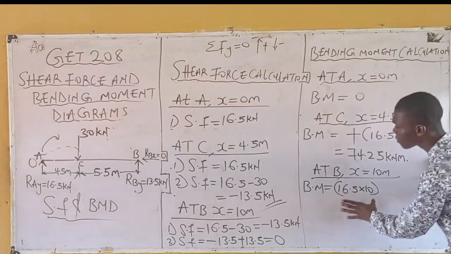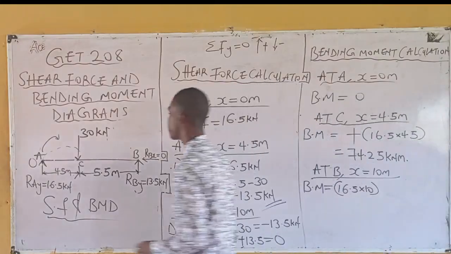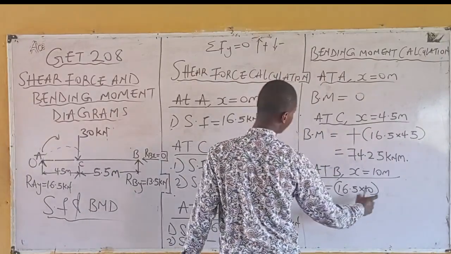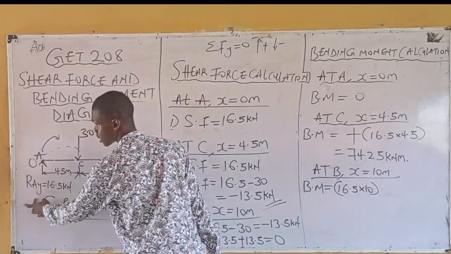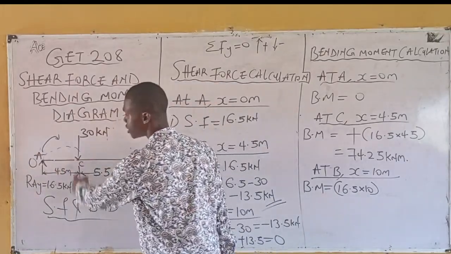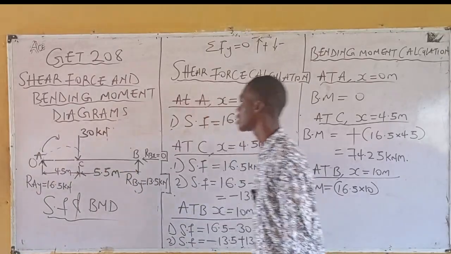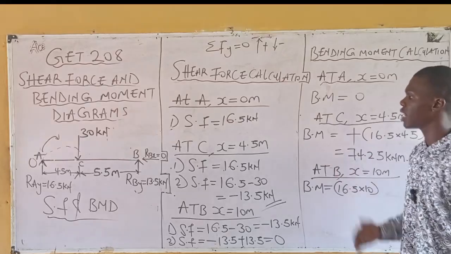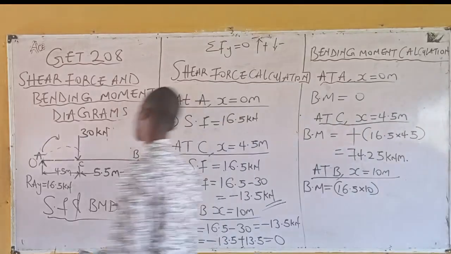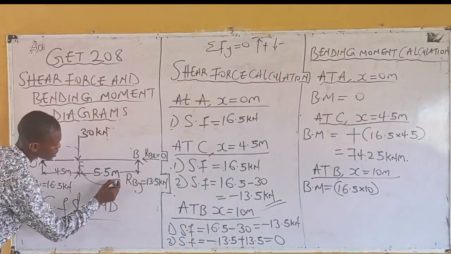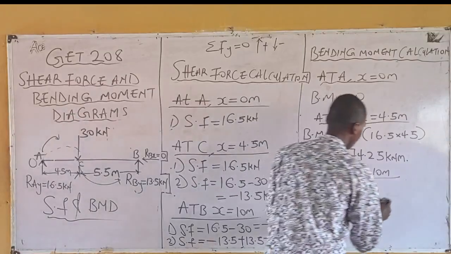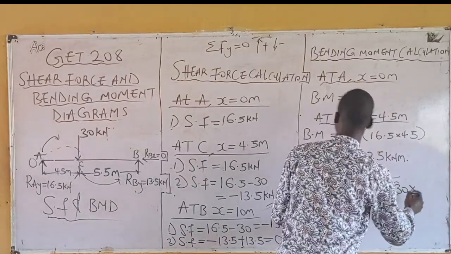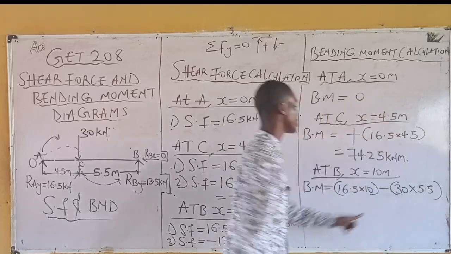Now, from here, 16.5 times 10, right? That's for this force at point A. Now, the force at point C, that will be what? 30 times 5.5. In what direction? Anti-clockwise, meaning it is going in this manner. By anti-clockwise, what do we have? Negative. Negative, open bracket, 30 times 5.5.